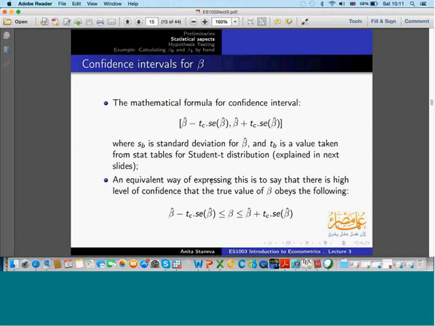An equivalent way of expressing this is to say that there is a high level of confidence that the true beta is going to be somewhere between these two, between what we call the lower and the upper confidence limits. So the lower confidence limit is calculated by taking beta hat minus t times the standard error of beta, and the upper is beta hat plus the t critical value times the standard error of the estimated beta.